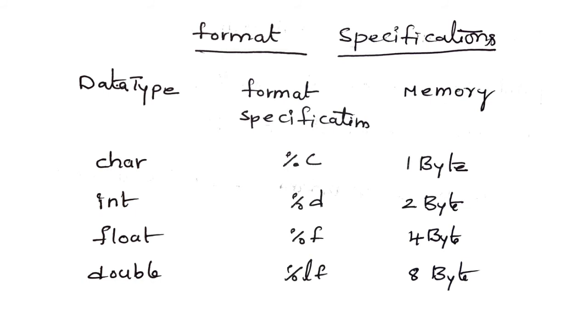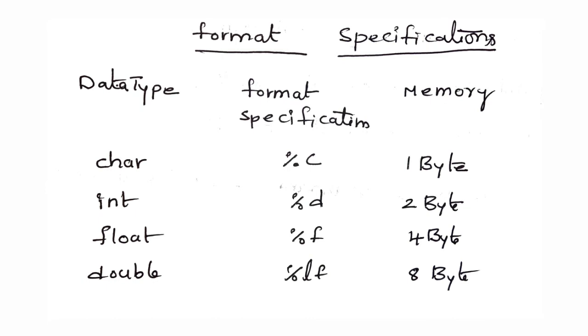The third one is the float type of data. What is the float type of data? A number with a decimal point, either positive or negative, is float type data. The format specification for float is %f and the memory size is 4 bytes.